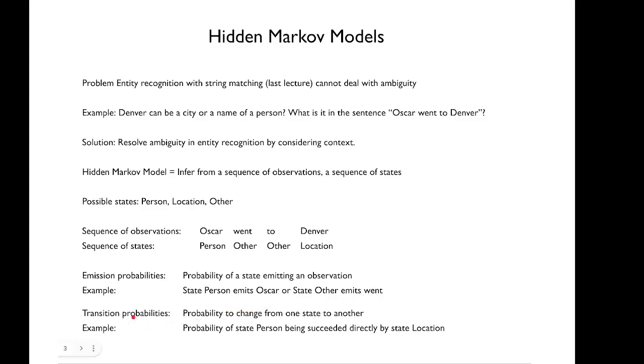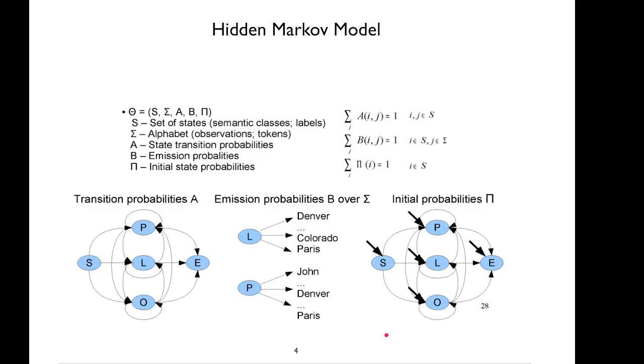And then we have transition probabilities, and those are probabilities of how we change from one state to another. So how likely is it, for example, that the state person is succeeded directly by the state location? This is how hidden Markov models can be formalized.